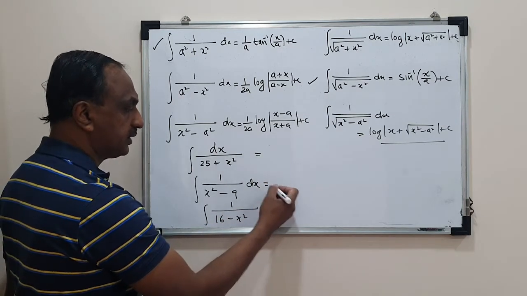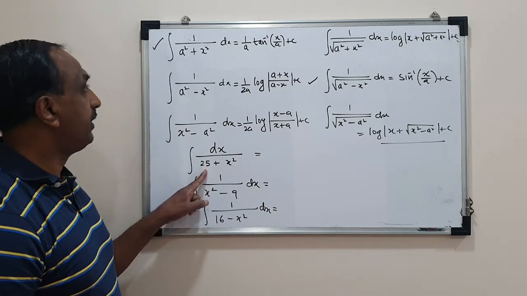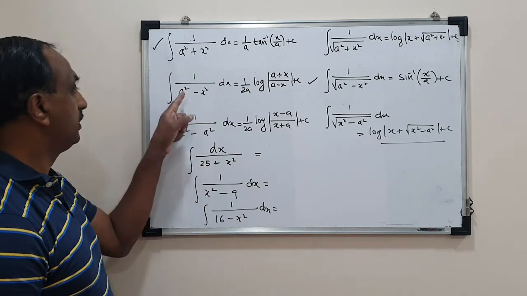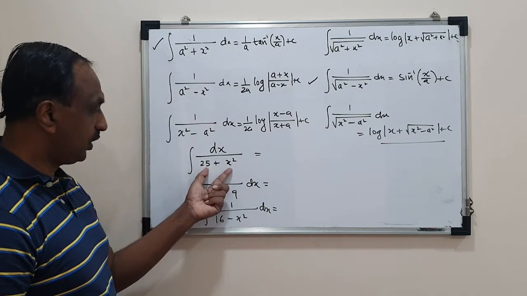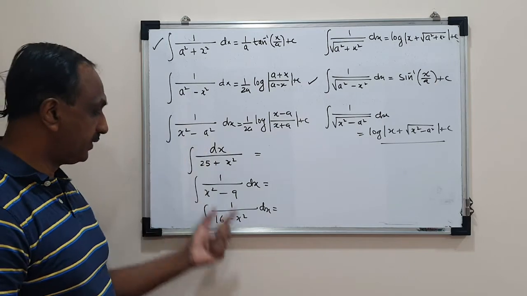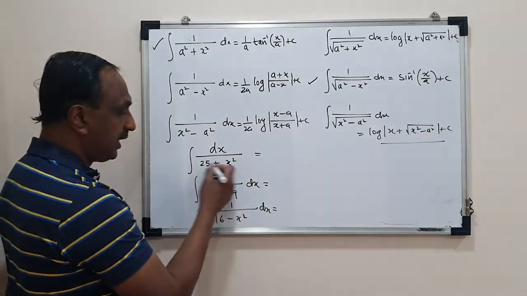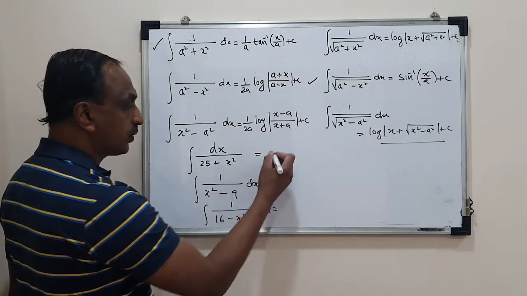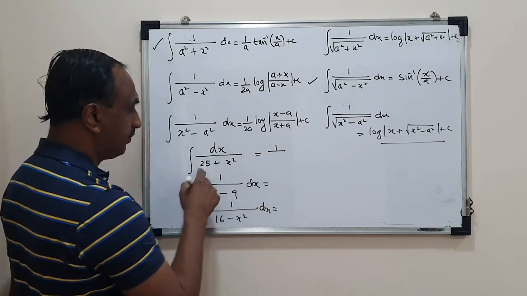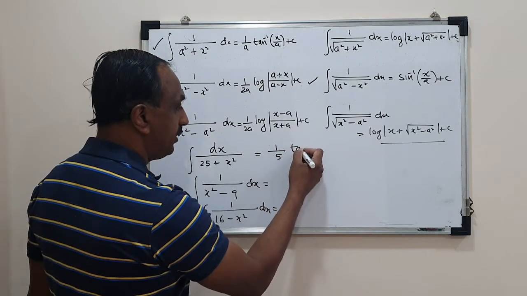First I'll teach you these three problems. Here a square is 25, a square is 25. If you need to compare 25 plus x square, you compare with this. X square minus 9, compare with this. 16 minus x square, compare with this. There is a square plus x square, so 1 by a. It is 5 square here, so 1 by 5 tan inverse x by 5.